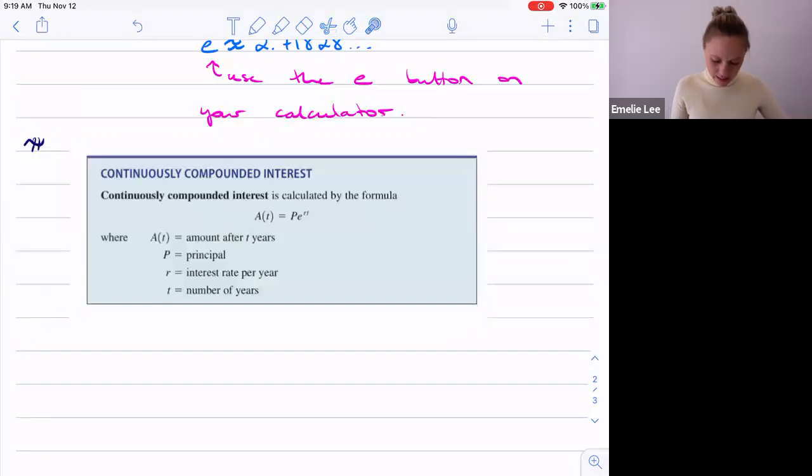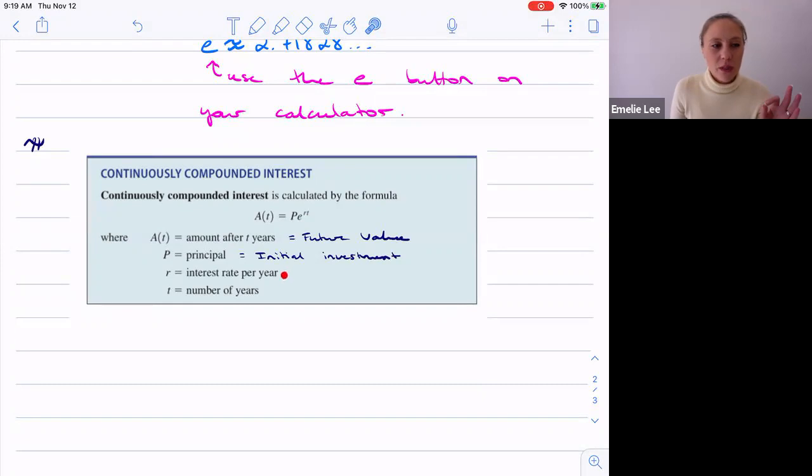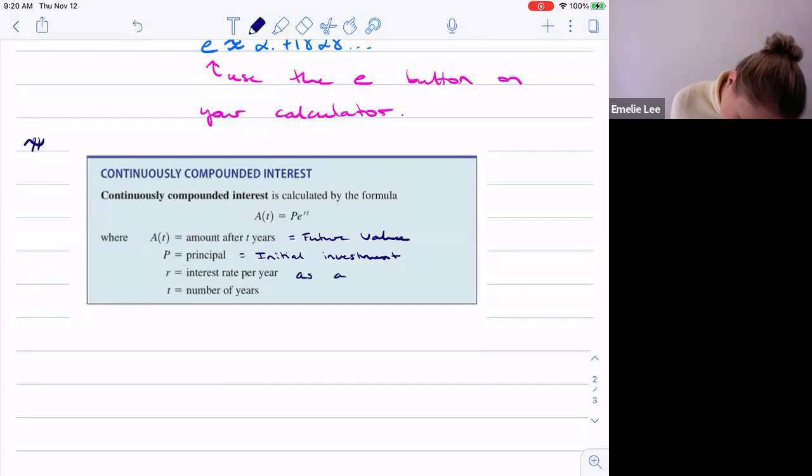Okay. So continuously compounded interest, notice that we're still talking about A of t, which is the final amount, or the future value. So here we can call this the future value. P is still the principal amount, so the initial investment. R is still the interest rate per year, but notice that it's quite a bit of a simpler equation than what we were dealing with earlier. So this only works for continuously compounded interest, right? And so you want to keep an eye out for, are you compounding continuously, or are you compounding quarterly or monthly or whatever? So R is the interest rate per year as a decimal. And of course, T is the number of years still.